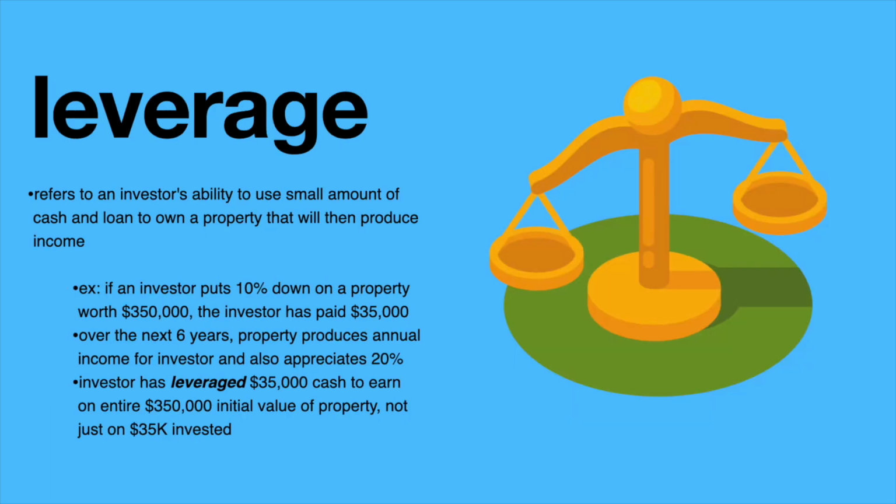Leverage refers to an investor's ability to use a small amount of cash and a loan to own property that will then produce income. For example, if an investor puts 10% down on a property worth $350,000, the investor paid $35,000. Over the next 6 years, that property produces an annual income for the investor. It also appreciates 20%. The investor has leveraged the $35,000 cash to earn on the entire $350,000 initial value of the property, not just on the $35,000 invested.